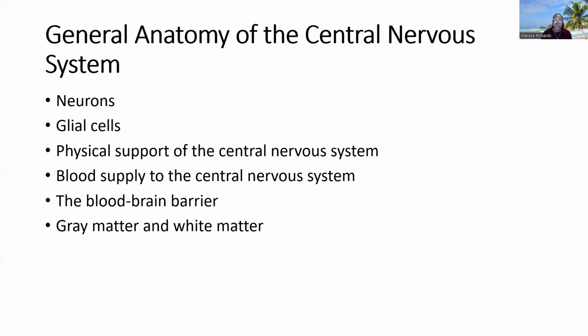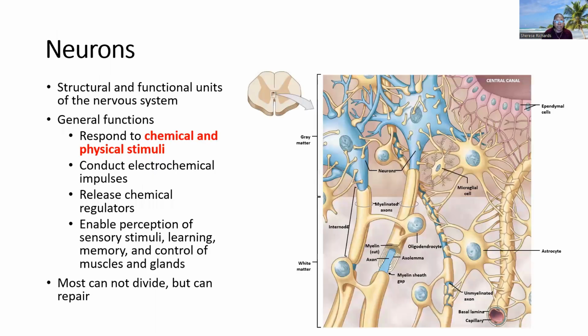We're also going to talk about the physical structures of the nervous system, like the skull, the meninges. We will talk about the blood supply to the brain. That's really important, and how that can be a challenge as far as strokes and things like that. We'll talk about the blood-brain barrier, and then we'll talk about the difference between gray matter and white matter. All right, so a lot of the structural components of the nervous system.